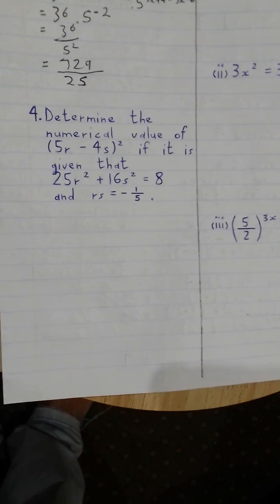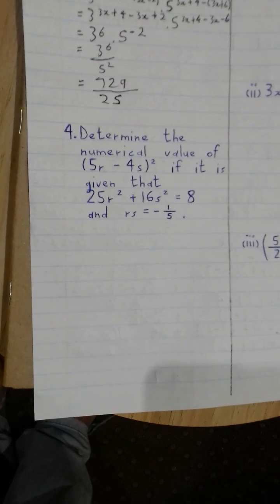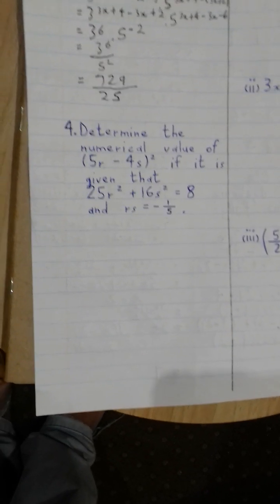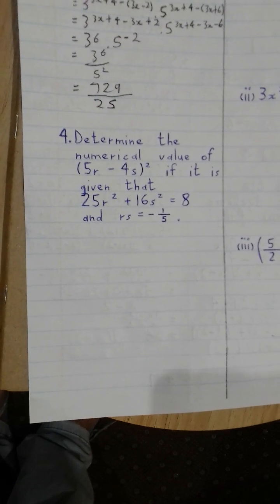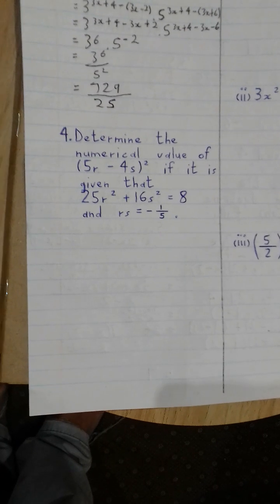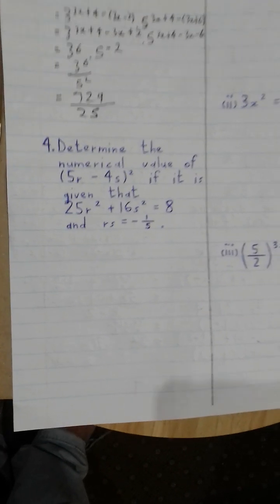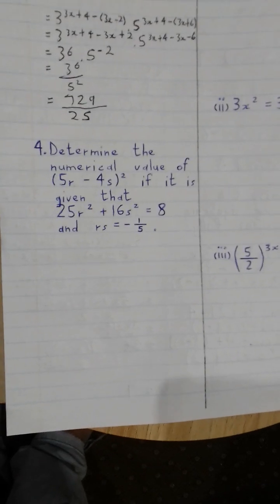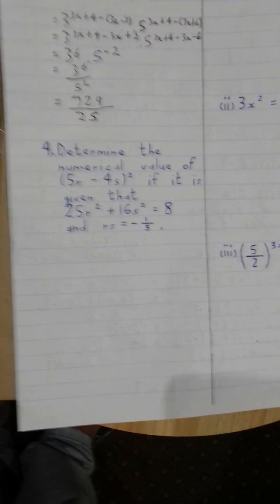Number 4 states: determine the numerical value of (5r minus 4s) squared, if it is given that 25r squared plus 16s squared is equal to 8, and rs is equal to negative 1 over 5. Some of you here may be thinking simultaneous equations. That is the long method. But first I want you to expand this. That's the first step.